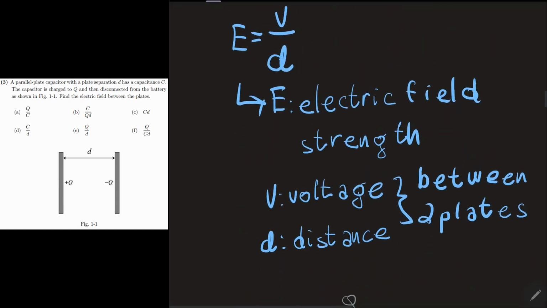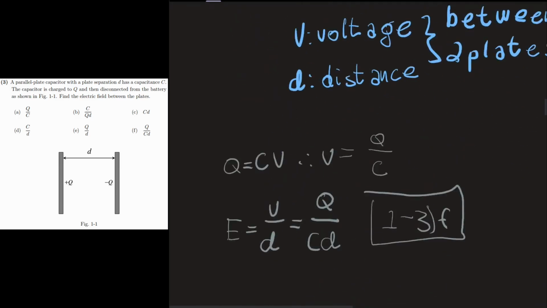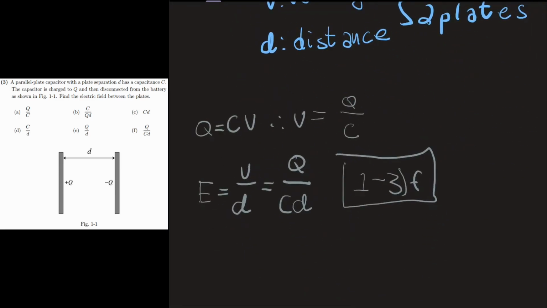Then we have this equation for finding the electric field strength. So E equals V over D, where E is the electric field strength, V is the voltage across the two plates of the capacitor, and D is the distance between the two plates of the capacitor. So with that, we can solve this question. And if you know these two equations, then it's actually really straightforward.